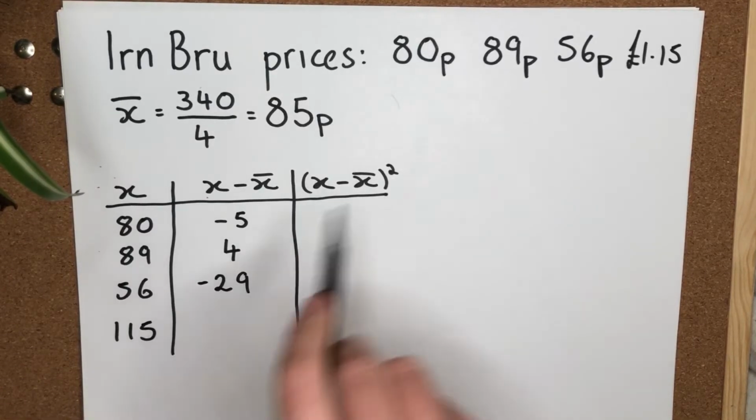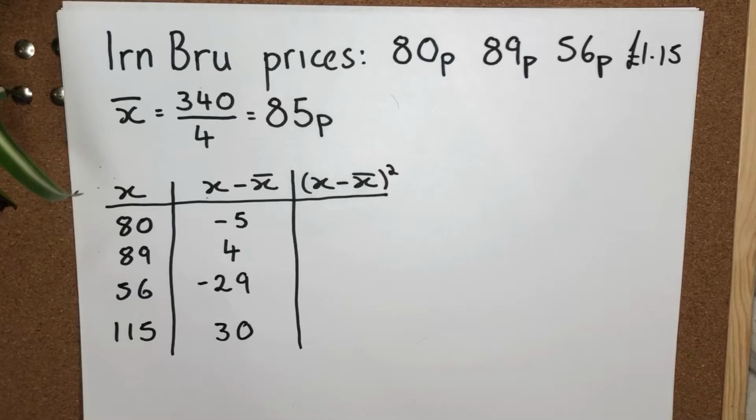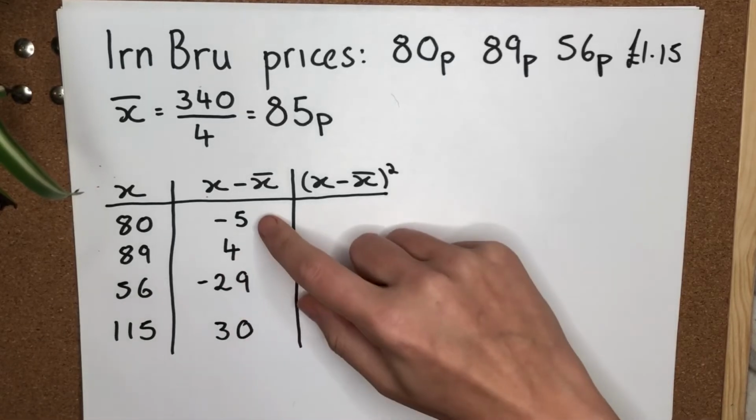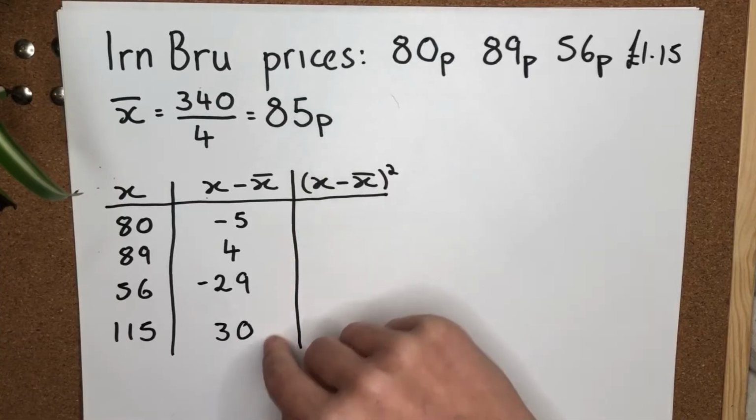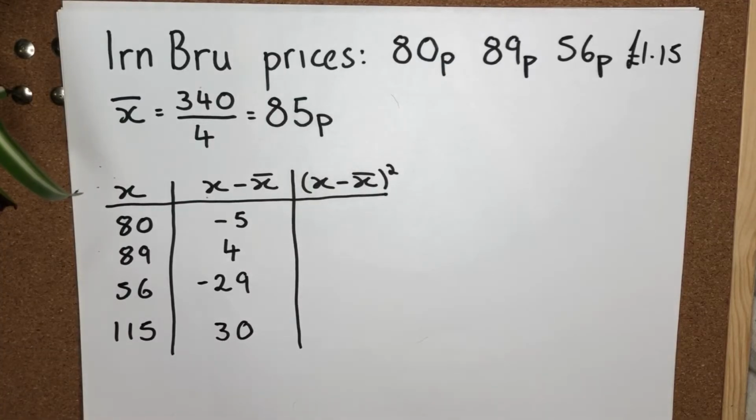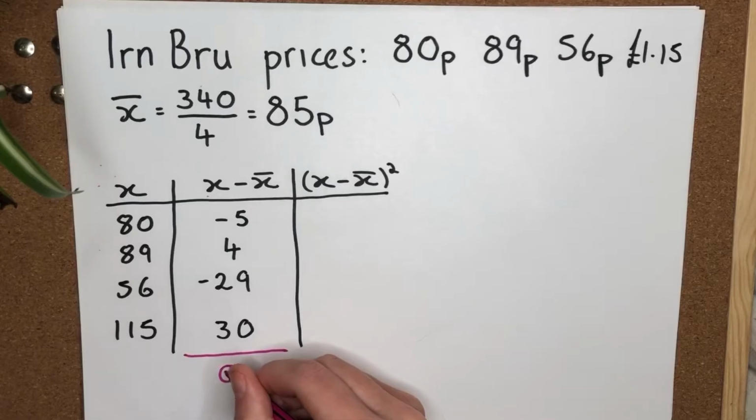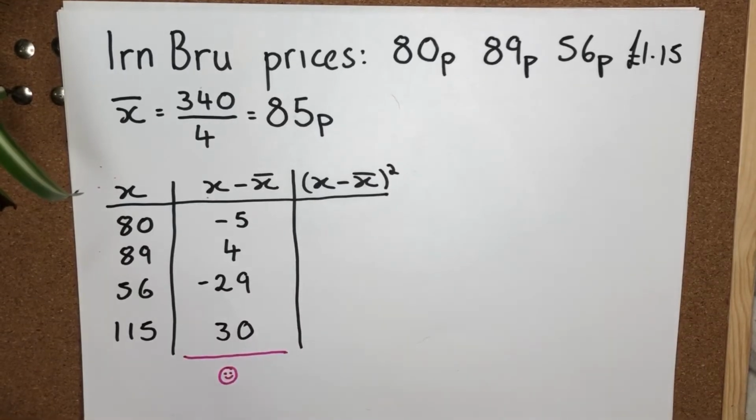And 115 take away 85, positive 30. At this point, you might want to do a quick check. These numbers should always total 0 if everything is going well. And they do, so that's great. Everything's going well so far.